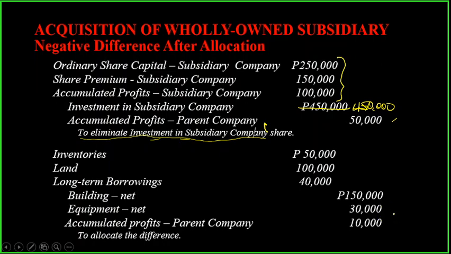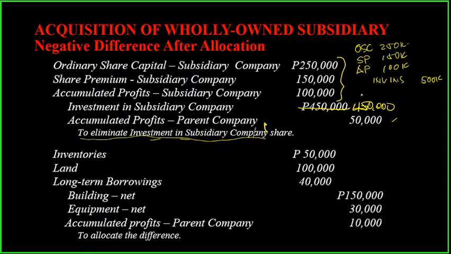This approach is a bit confusing. That's why I prefer debiting ordinary share capital, share premium, and accumulated profits or retained earnings at 250, 150, and 100. Then credit to investment in subsidiary at 500. And then the explanation will be, to eliminate the book values of net assets acquired. It's clear, right?